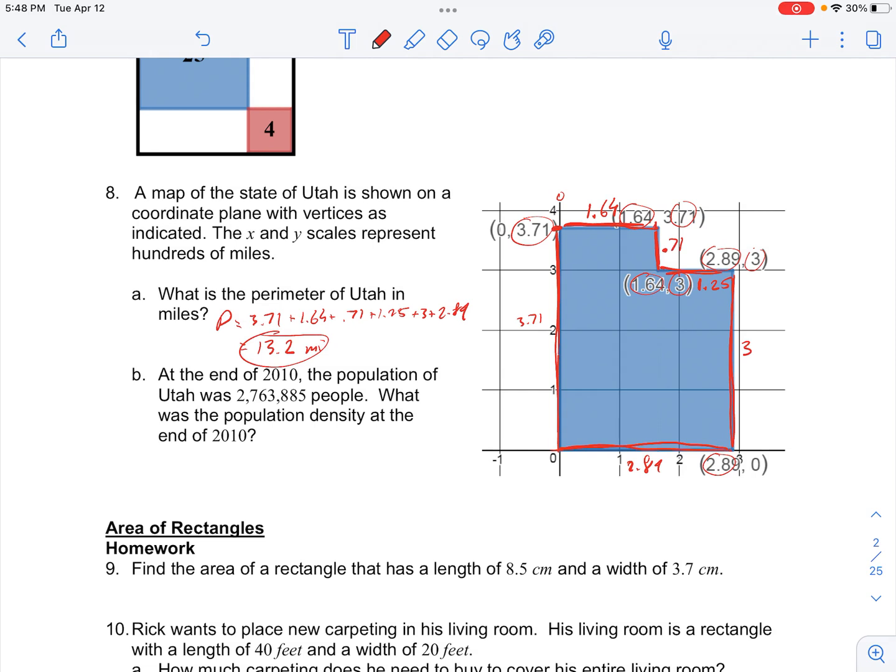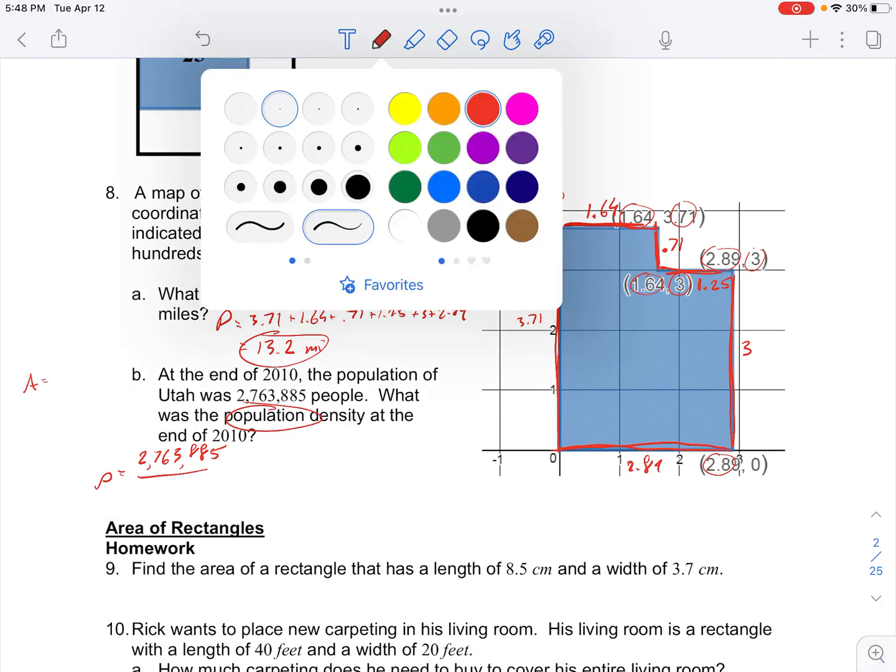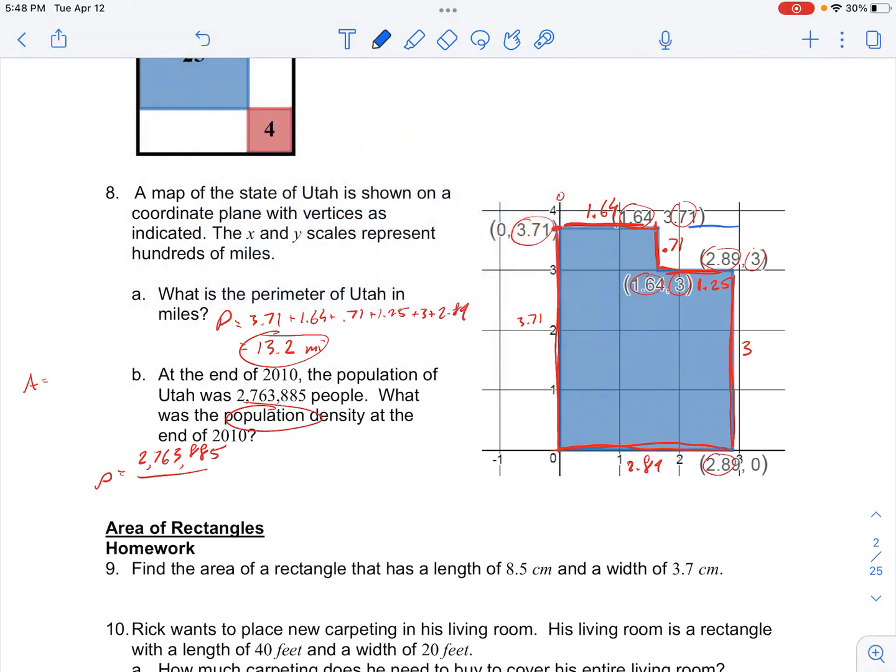Now for part B, if we want to find the population density, then our population density, given by rho, is going to be the total amount of people living in Utah, so that's 2,763,885 divided by our area. In order to find our area, it is going to be the area of the large rectangle that we can make out of the longest side measures.